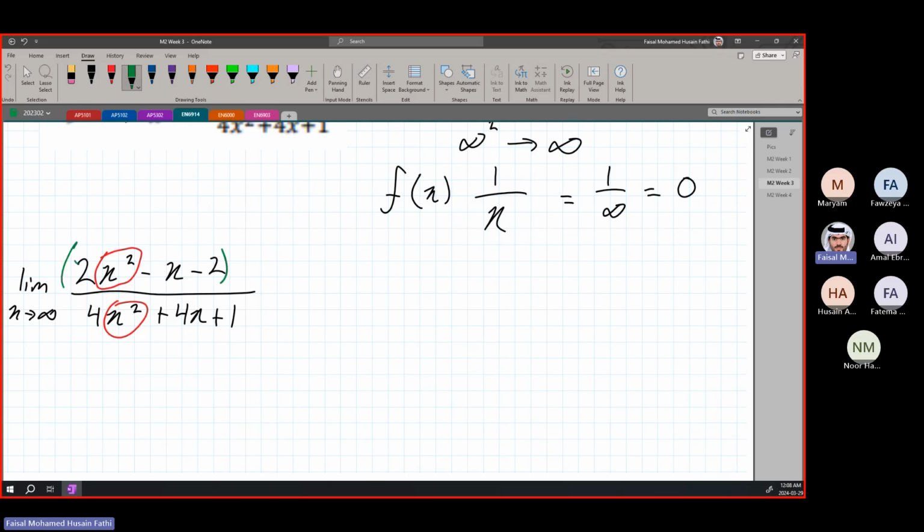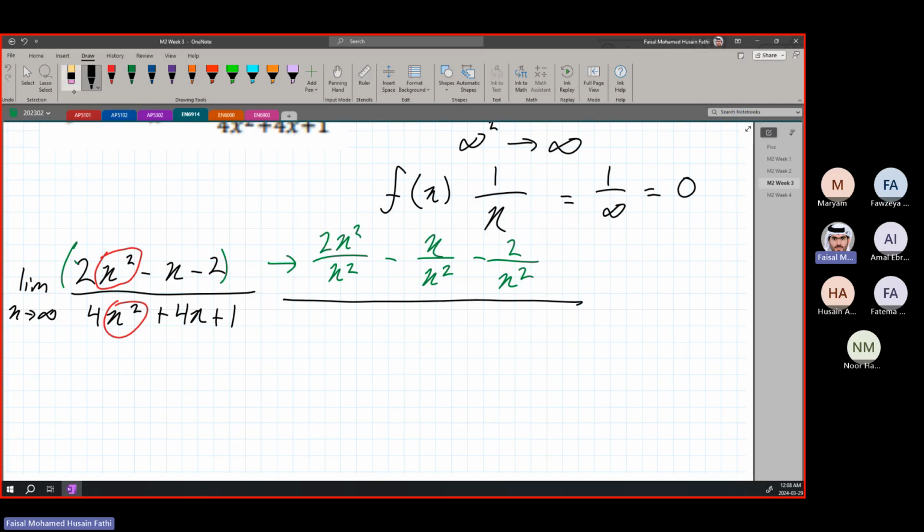If we just look at the top part for now, it's going to become 2x squared divided by x squared, minus x divided by x squared, minus 2 divided by x squared. Okay, this is for the top part. Now the bottom part. Again, same idea, 4x squared divided by x squared. The reason we're dividing by x squared is because of the x squared over here, and the top part because of the x squared above there. So minus 4x over x squared plus 1 over x squared.